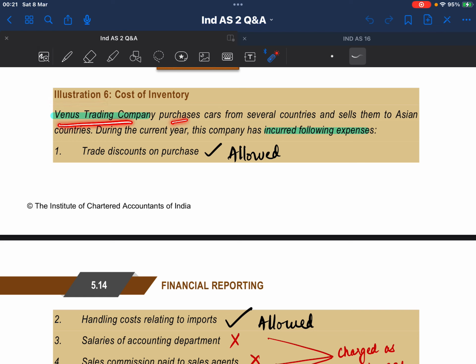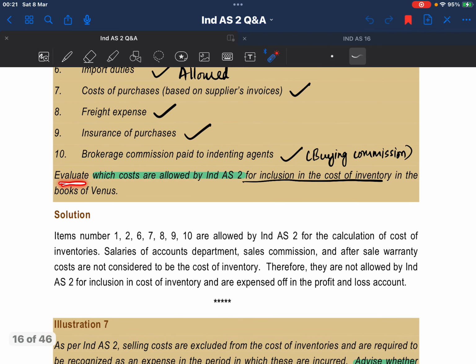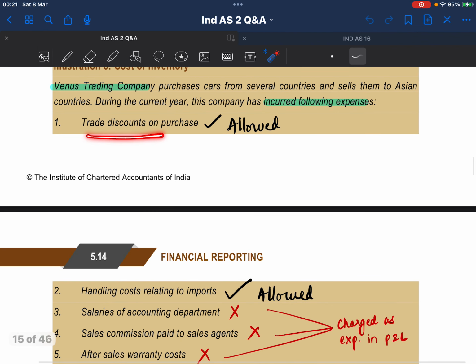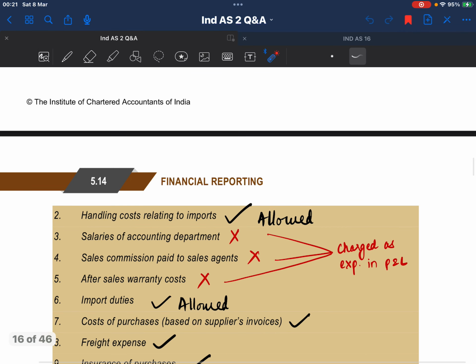Illustration 6. Venus Trading Company purchases cars from several countries and sells them to Asian countries. It has incurred the following expenses. The question is, evaluate which costs are to be allowed as per Ind AS 2 for inclusion in cost of inventory. Trade discount on purchase is allowed. Handling costs related to imports are allowed.